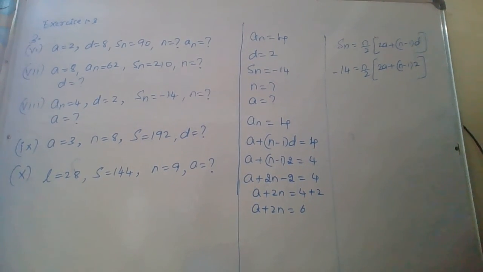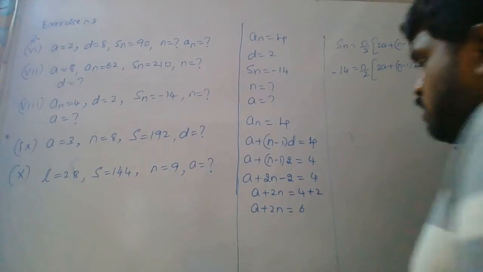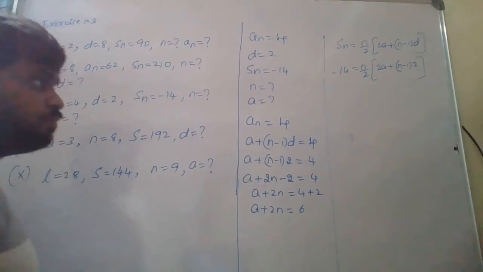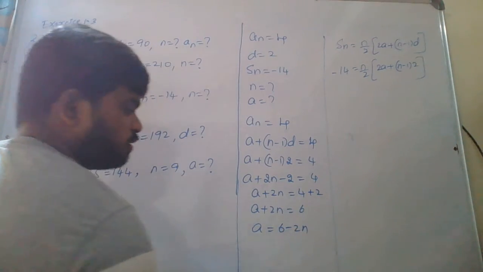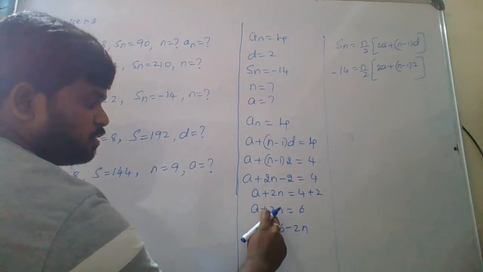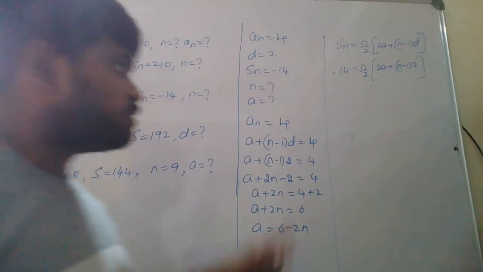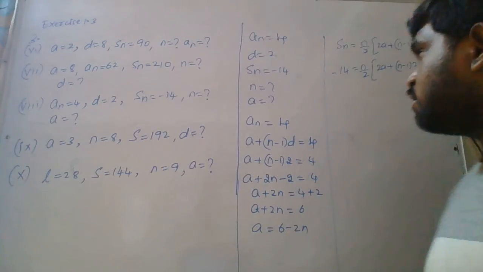Or let's put it like this. Here, a will become 6 minus 2n. Let's send this 2n to the other side. A will become 6 minus 2n. So that, let's substitute here.